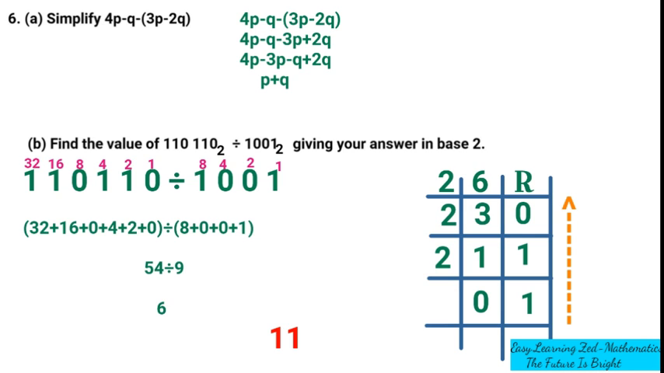So dividing 110 base 2 by 1001 in base 2 will give us the answer which is 110 base 2. So basically this was the answer examiners expected from you students. Let's go to the next question.